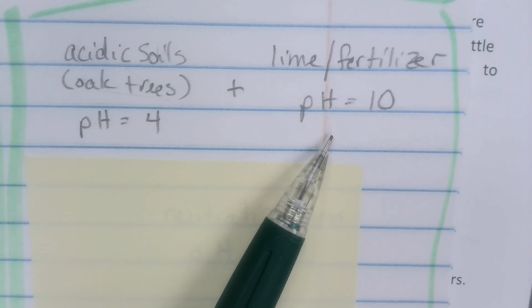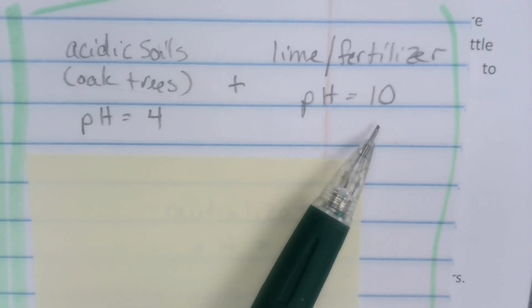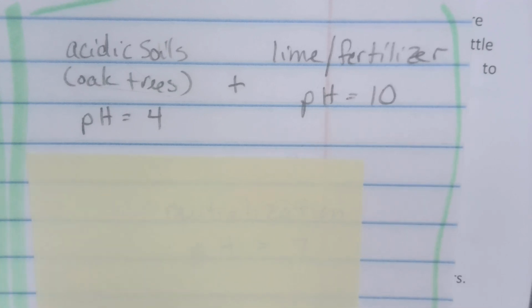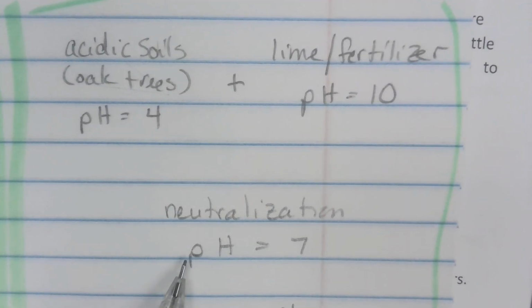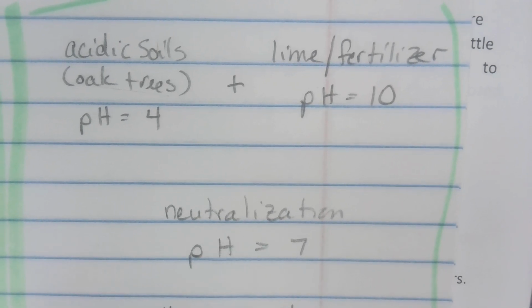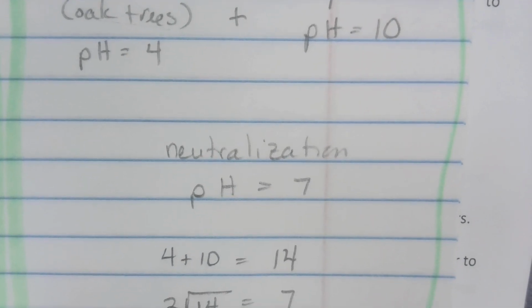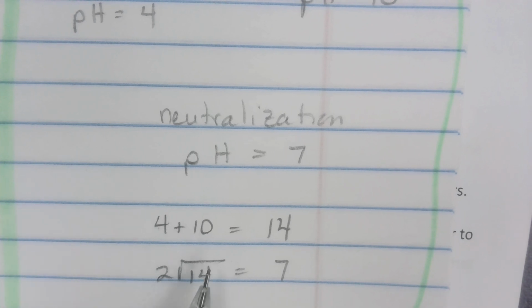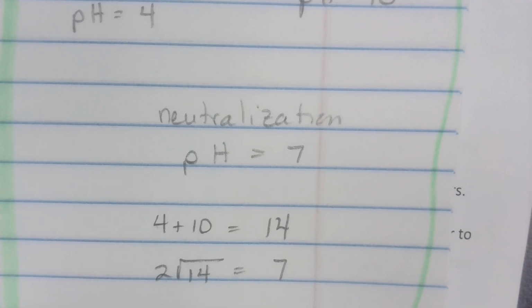So, soil has a pH of 4, and so you add some lime to the soil. You add fertilizer to the soil, and that lime has a pH of 10. We would have a neutralization reaction. And our ending result would be a pH of 7. So this would be a neutralized substance. So again, we just add together the pH of each substance. So 4 plus 10 is 14. Then we divide by 2. 14 divided by 2 gives me 7.